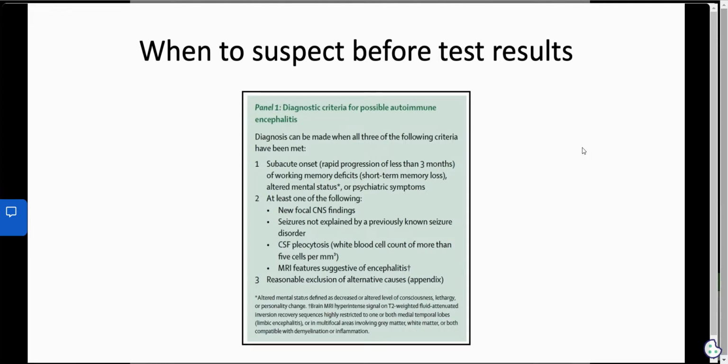So she has the subacute onset of less than 3 months of short-term memory loss. She did indeed have difficulty memorizing her schoolwork, altered mental status, or psychiatric symptoms with social withdrawal. And you also need to have at least one of the following: new focal CNS findings, seizures not explained by a previously known seizure disorder, CSF pleocytosis, which our patient checks that box, or MRI features suggestive of encephalitis. And then finally, you need to reasonably exclude alternative causes.